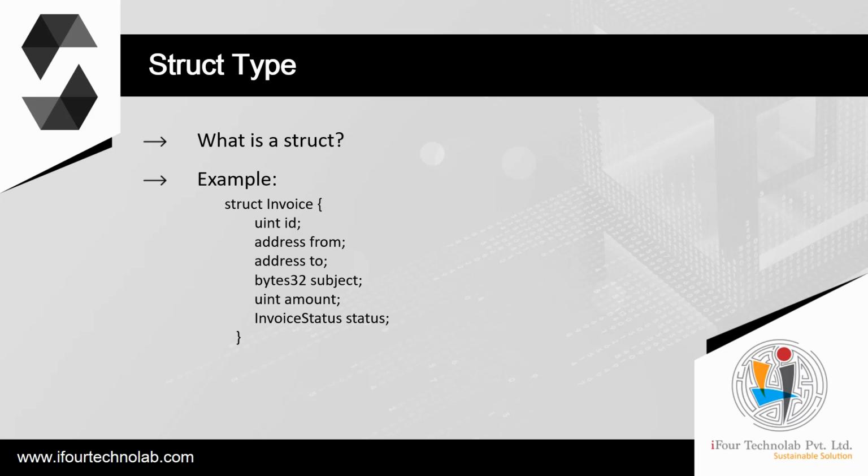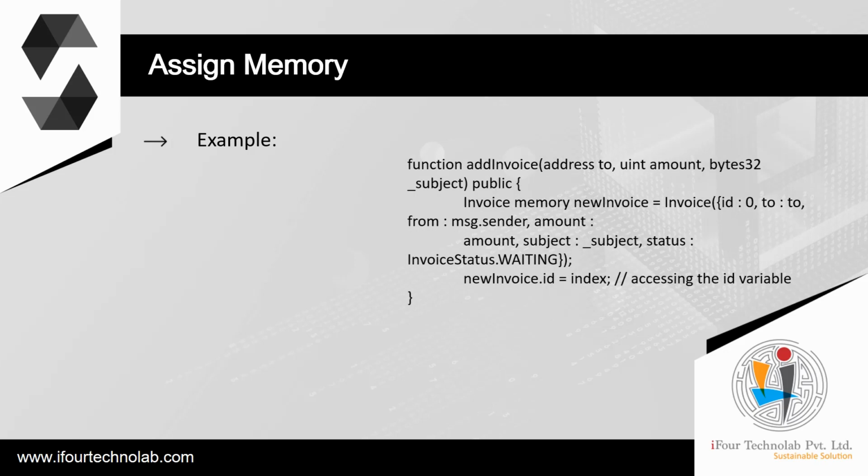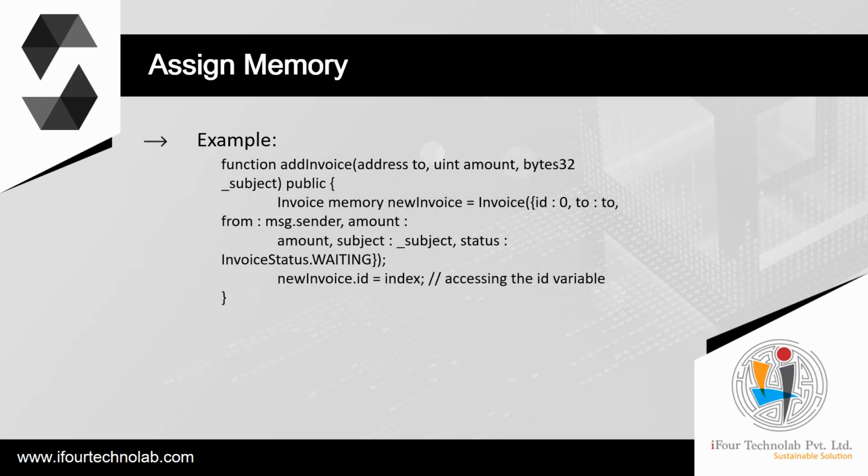Example. Here, in the example, invoice struct is taken with various variables into it. For example, id, from, to, subject, amount and status. We will see next how can we access these variables. As we already studied memory in the previous section, you can see in the example, this is how we can assign memory to the struct. Then, we can access any variable of the struct by using dot. For example, the ID variable of struct invoice can be accessed with this new invoice variable by writing a new invoice.id.